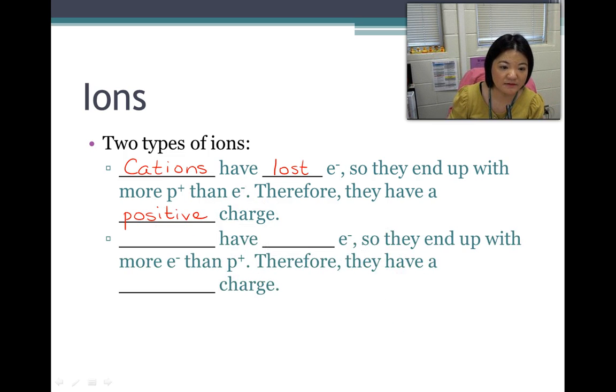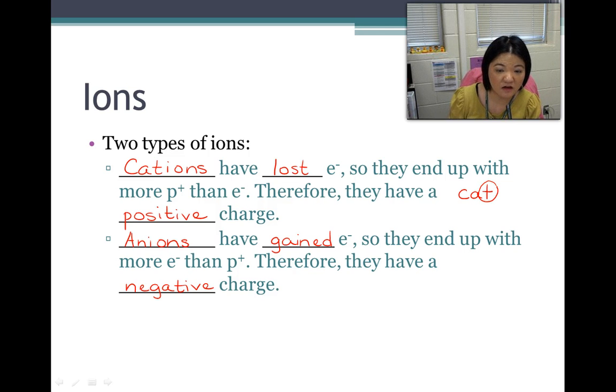Alright, and the second type of ions are the anions. Anions have gained electrons. Gaining electrons means they get more electrons than protons, so they will have a negative charge. So an easy way to remember this is the cat. This looks like a positive sign, so cations are positive. And the an, if you remember this, it has an N in it, so anions are negative.